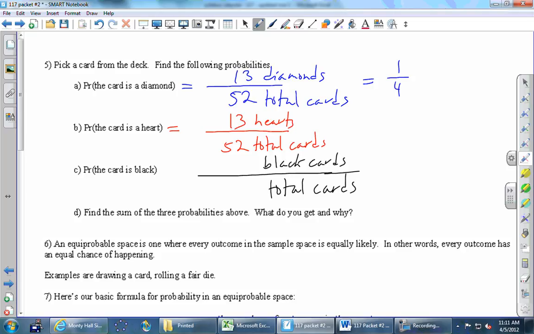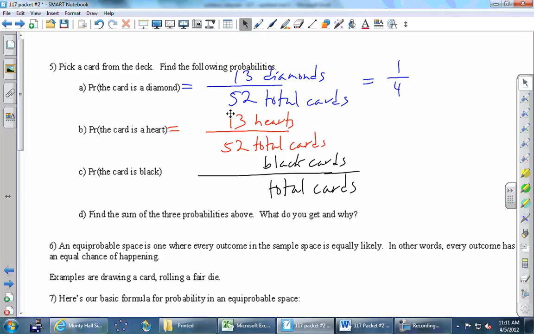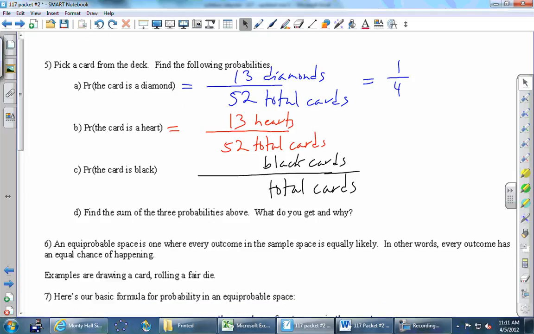How about the probability that the card is black? 26 out of 52. There are 26 black cards in the deck and 52 total. One reason that I don't like to reduce all the time, if you reduce here, that's a quarter. If you reduce here, that's a half. Some of you guys just put half the deck is black. But then when we come down to D, it says find the sum. Is it easier to add the sum in the reduced column or the original column? Original, right? Because you need a common denominator to add them up.